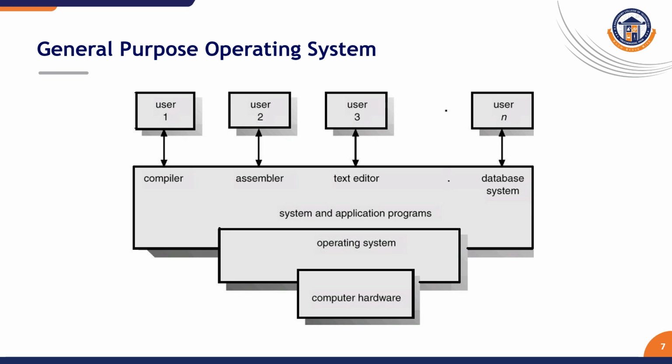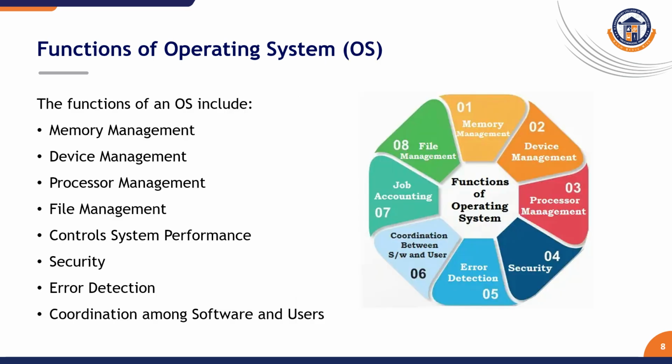Okay, this is a block diagram of again a general purpose operating system. The bottom layer is computer hardware, the next layer is the operating system, and above this are system and application programs, consisting of compilers, assemblers, text editors and database systems that can be accessed by a number of users. Multiple users can access the application programs. And next is the function of an operating system.